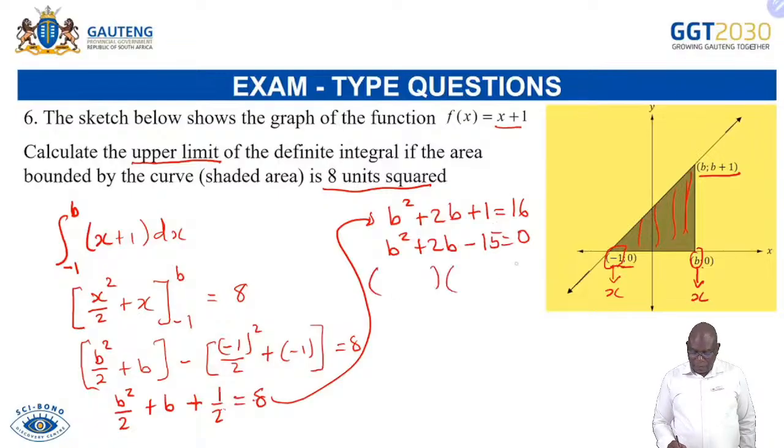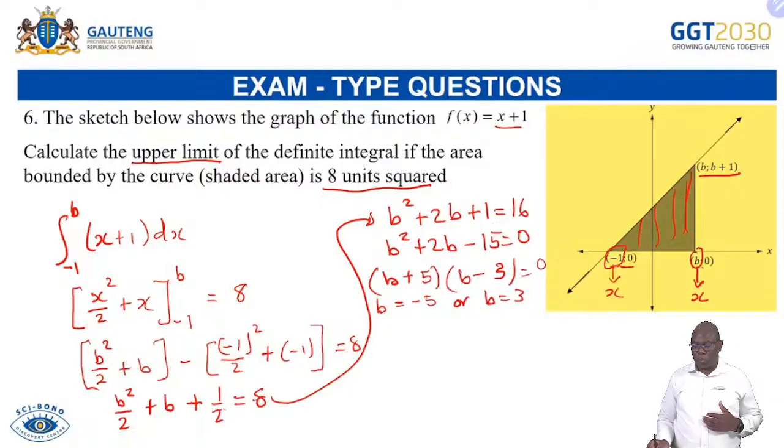Then I think this can be factorized, so I'll get b and b there. I think it's 5 and 3. So the signs will be, this one a positive, that one negative. Then b will be equal to -5, or b will be equal to 3. So then I have to choose one between the two. And how do I decide? Go to my sketch. Remember I said the sketch will always be given. -5 will be on that side, but there's no shading on that side. 3 can be here, so I think that can be 3 for me.